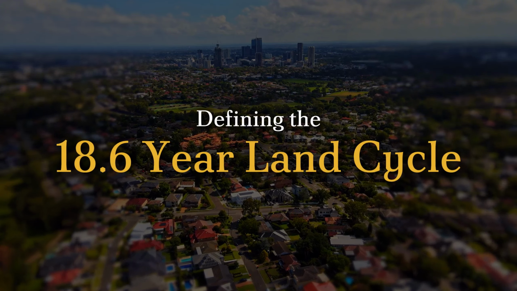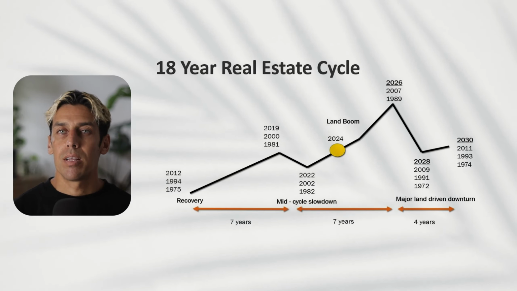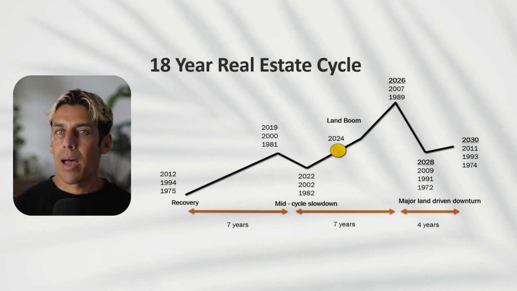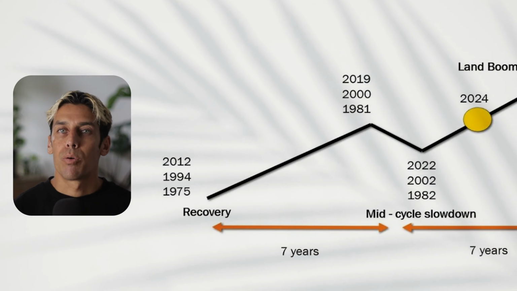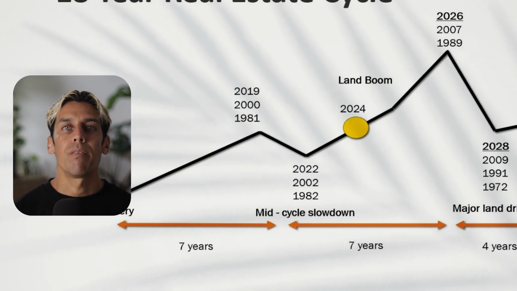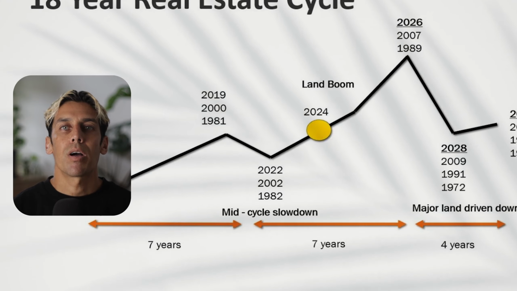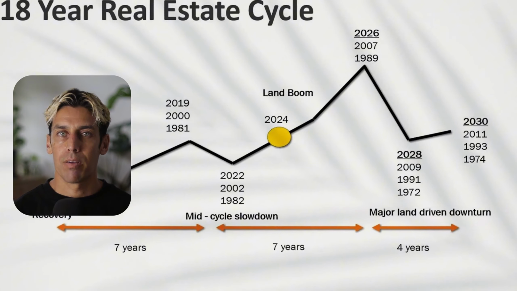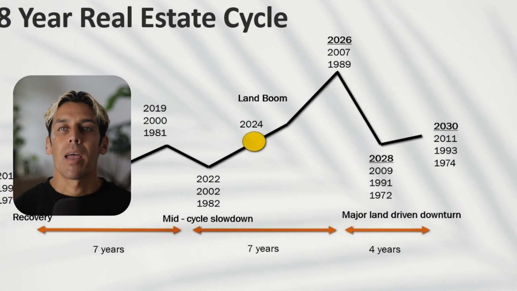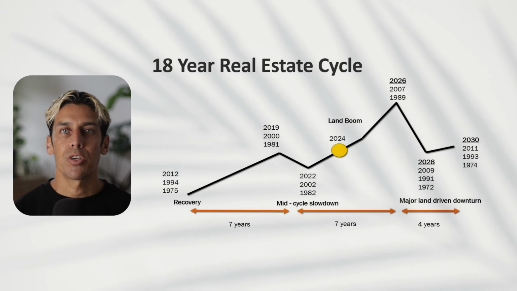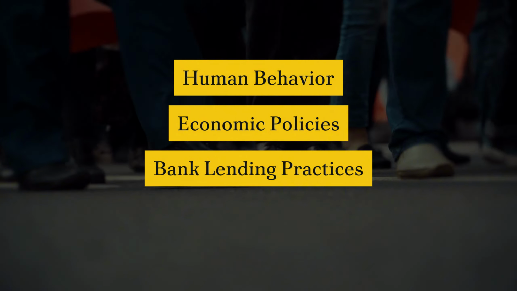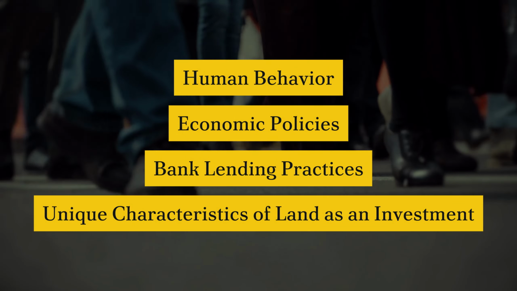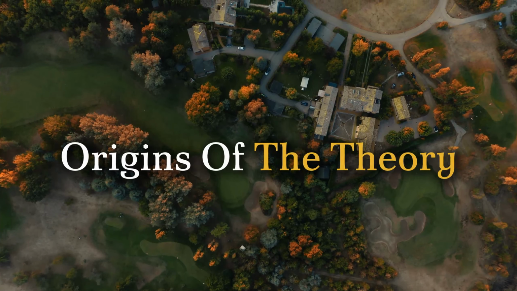Defining the 18.6-year land cycle. The 18.6-year land cycle theory suggests that the property market experiences predictable phases, generally moving from recovery after a downturn to a 7-year period of expansion with a mid-cycle slowdown, followed by another 7-year period leading up to the peak and ending in a 4-year period of recession or bust. This cycle, experts argue, reflects human behaviour, economic policies, the banks' lending practices, and the unique characteristics of land as an investment.